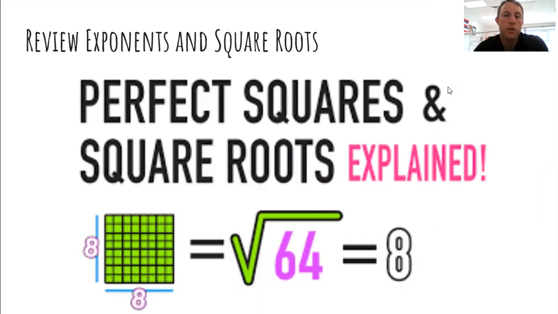Additionally, we have perfect squares and square roots explained. So a perfect square would be a number like 64. If I were to square root it, which is the opposite of squaring it, I'm going to get its factor of 8, which would be 8 times 8 equals 64. So we've got perfect squares.